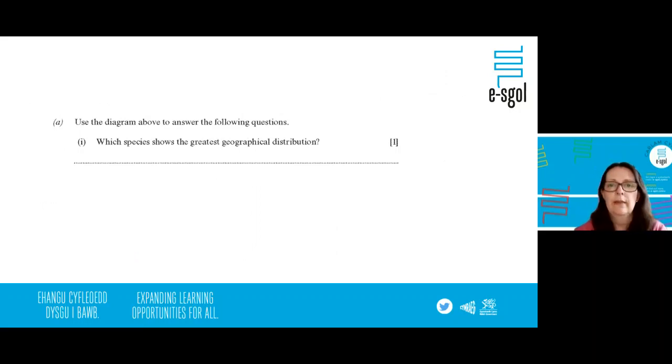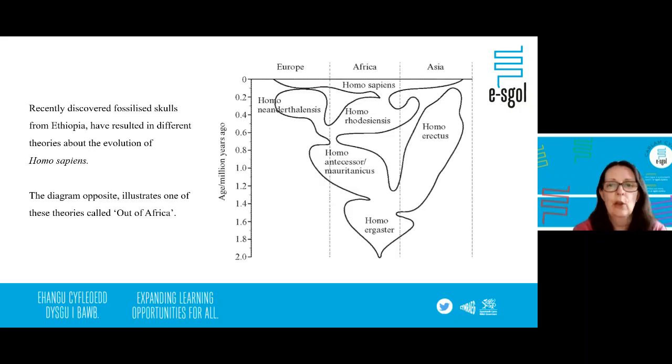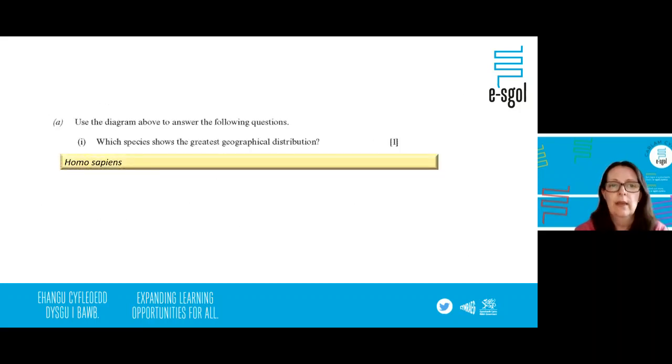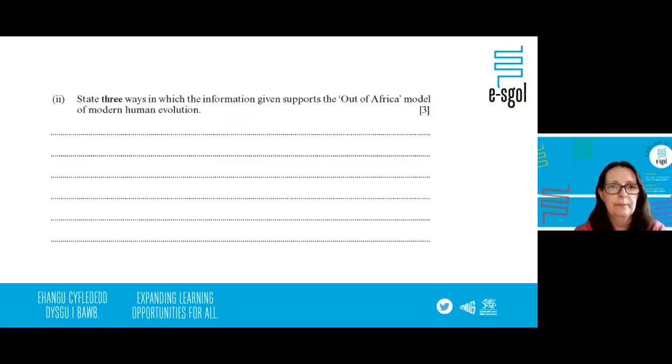So again, this is an idea to pause, make sure that you go back and look at the film and then have a look at the questions. So we're asking here, which species shows the greatest geographical distribution? Go back and look at the graph. So which one of these species shows the greatest distribution geographically? So across those three different countries. And in this case, it's Homo sapiens, because we can see it spreads across the three countries.